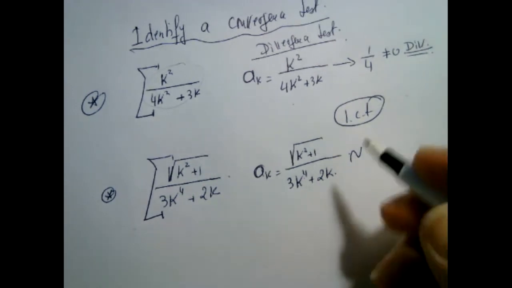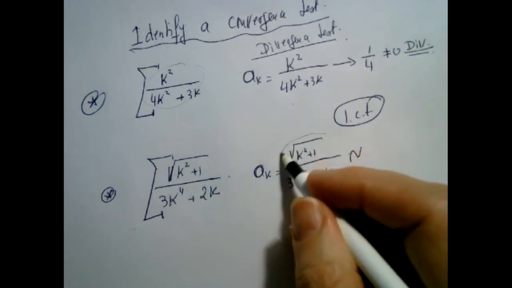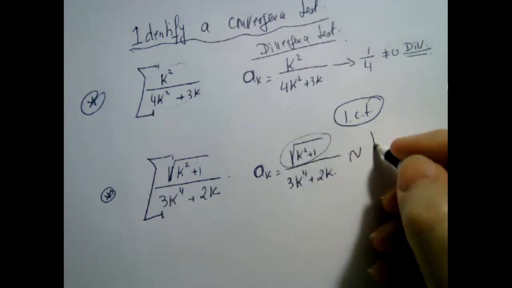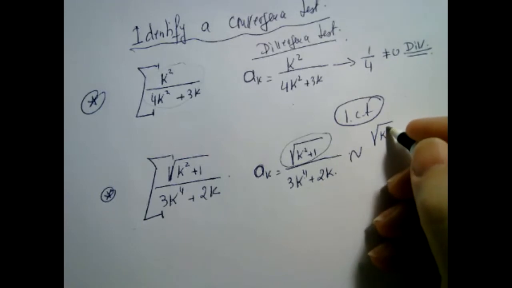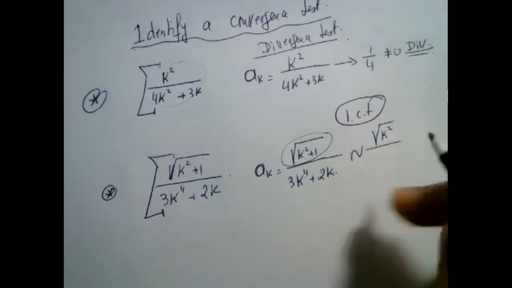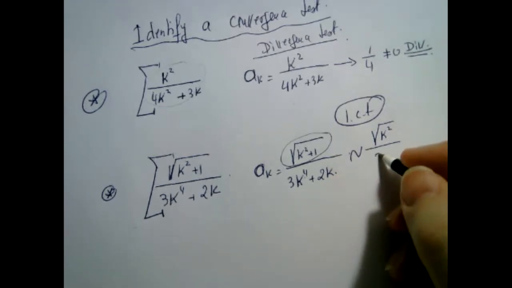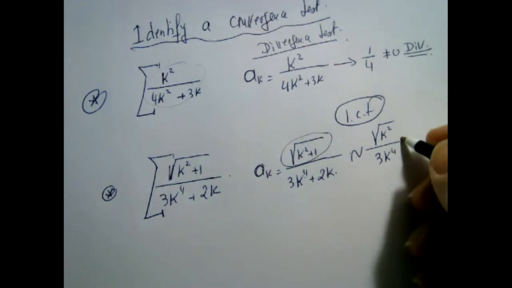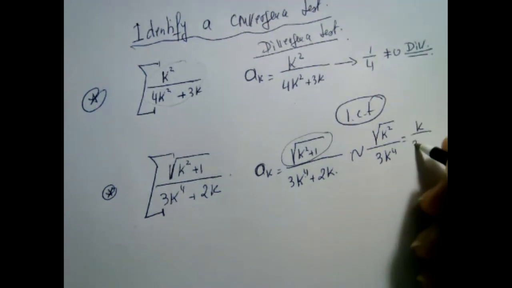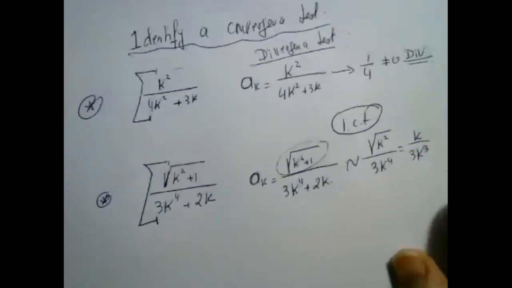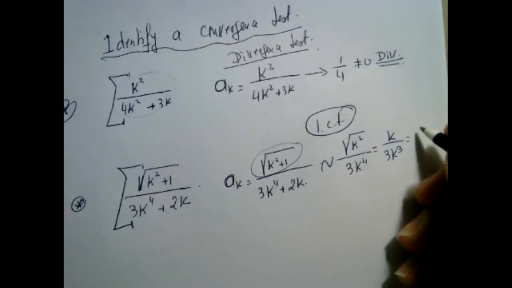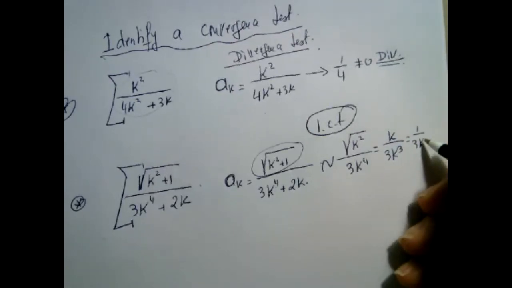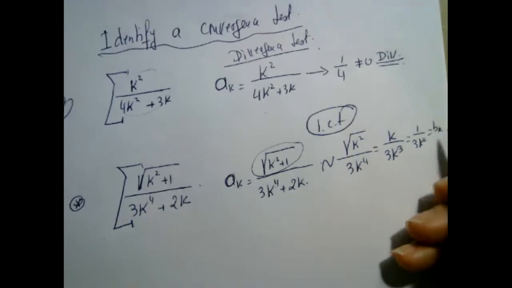Now let us see what I shall compare it with, and I will do it fast. The numerator is going to act like the square root of k squared. The denominator will act like 3k to the fourth. That's how we're going to pick my bk. So it's going to be k over 3k to the power 3. I will not do the whole picture, but I'll just remind you. That will be my bk.